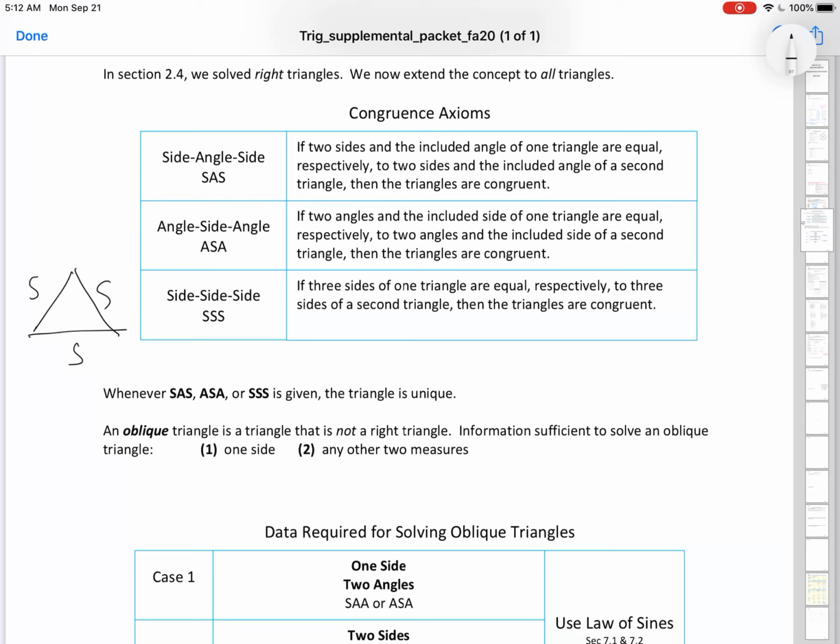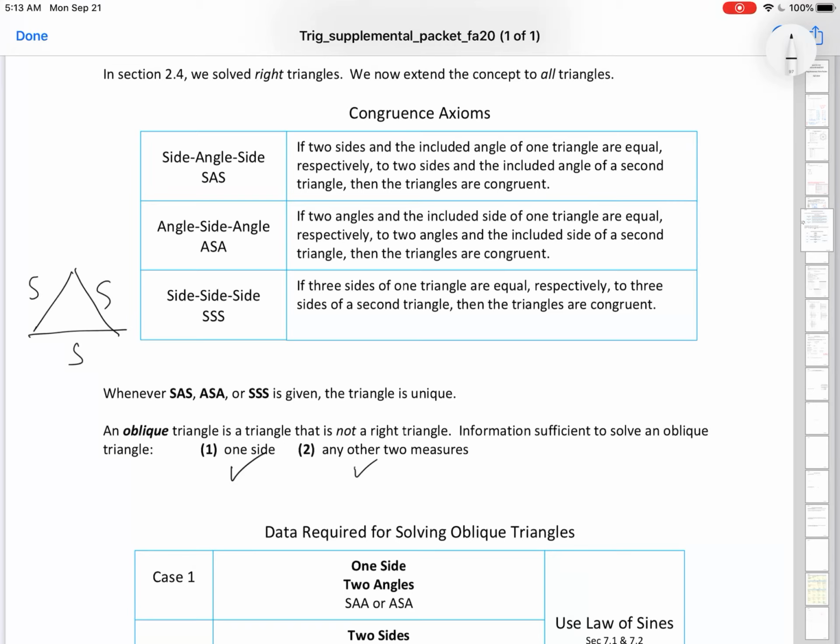An oblique triangle is a triangle that is not a right triangle. That's what I was trying to say in the beginning. For information sufficient to solve the triangle, you absolutely need to know at least one side and any two other measures. So if you go back up to each one of these cases, the congruence axioms above, which is really from geometry and they're just pulling that out, in every single one of them we know a side and then two other pieces of information. As long as you have that, you'll be able to solve the triangle uniquely.